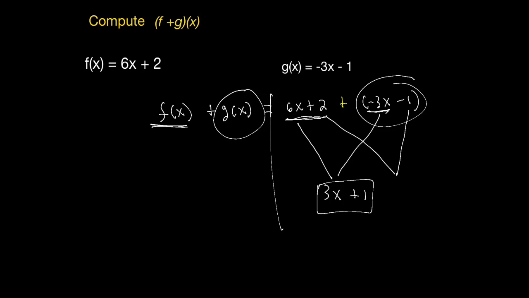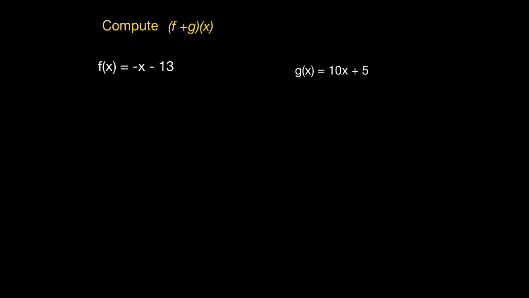So let's take a look at another example here. We have f and g. We've got to compute f plus g. So I'm going to get f and I'm going to add g to this. So we're going to get, and I'll put them in parentheses just to make it a bit cleaner, (negative x minus 13) plus (10x plus 5).